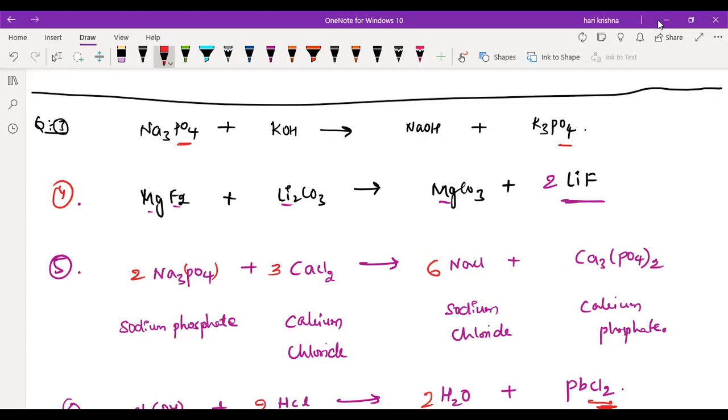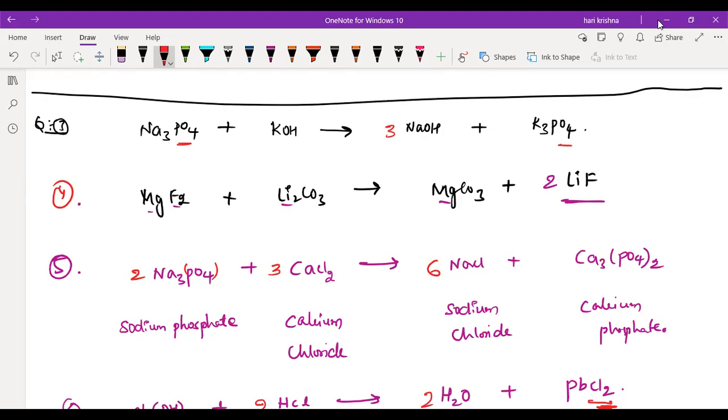Next, try to select the element which is there only at one place on the reactant side and the product side. Sodium. How many are there on the reactant side? 3. What about the product side? 1. So you have to just place the 3 here. Clear?